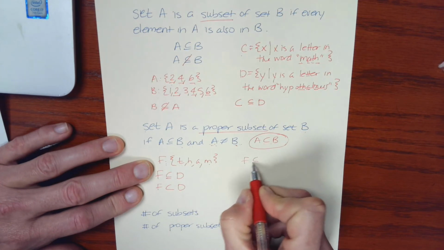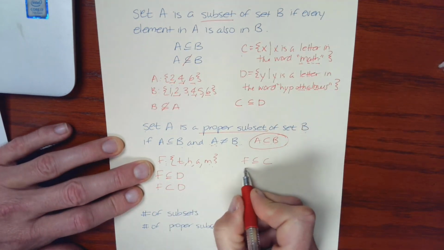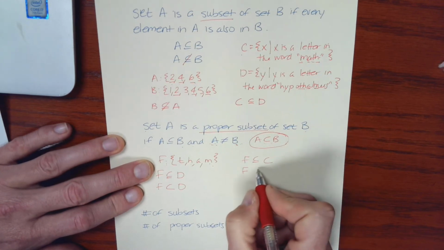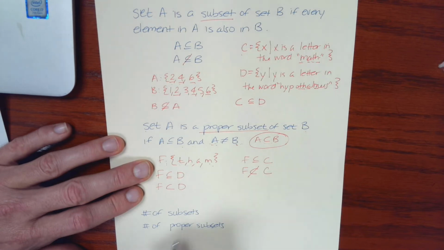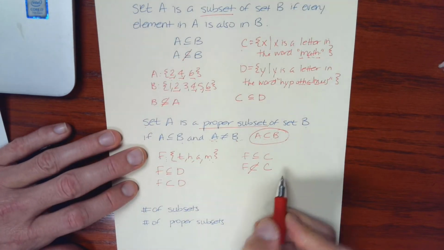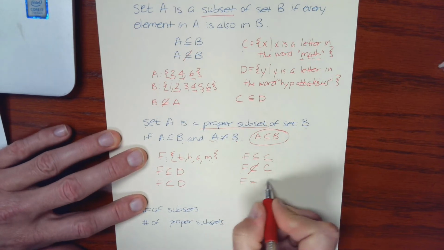Now, if I was going to look at set F and then compare it to set C, F is a subset of C. All the elements in F are also in C, but F is not a proper subset. And so to indicate that, I'll just put a line through it. It's not a proper subset of C. It's a subset, but not a proper subset, because actually F equals C.